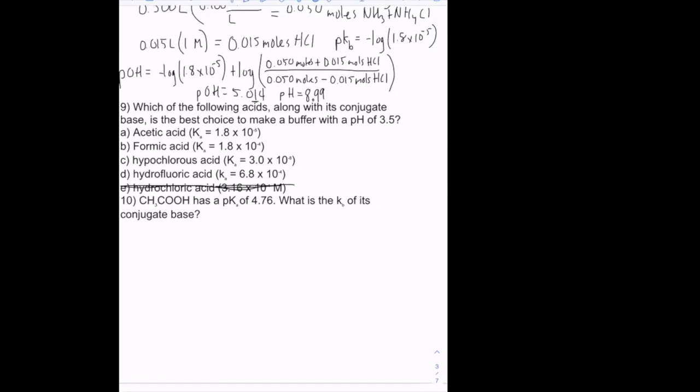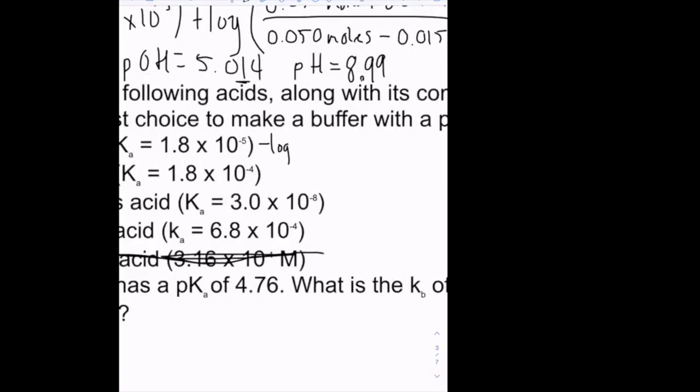So what I'm going to do is take the negative log of all of these values. If you take the negative log of 1.8 times 10 to the negative 5th, you end up getting 4.74.